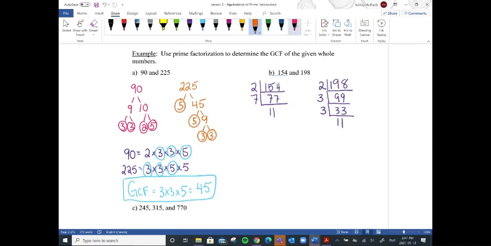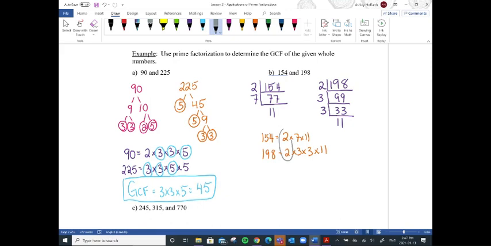So if I write out both my lists here, 154 would be 2 times 7 times 11. And 198 would be 2 times 3 times 3 times 11. So we're going to circle just the common pieces here. It might help if I don't circle them individually and just do this.